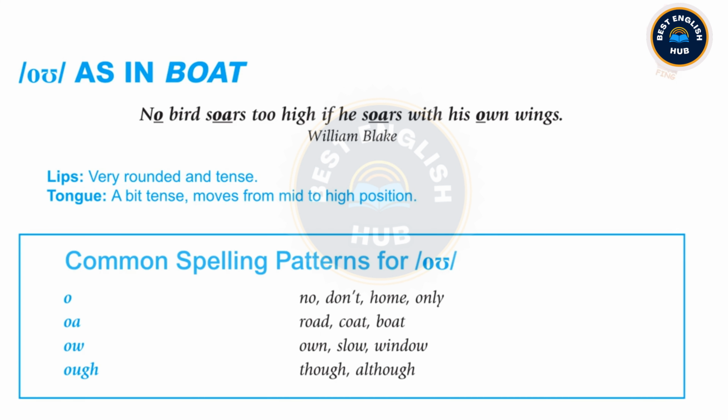O, as in boat. For the O, the lips are very rounded and tense, and the tongue is a bit tense, and it moves from the mid-high to the high position. The common spelling patterns for this sound include the letter O, as in no, don't, home, only; OA, as in road, coat, boat; OW, as in own, slow, window; and OUGH, as in though and although.